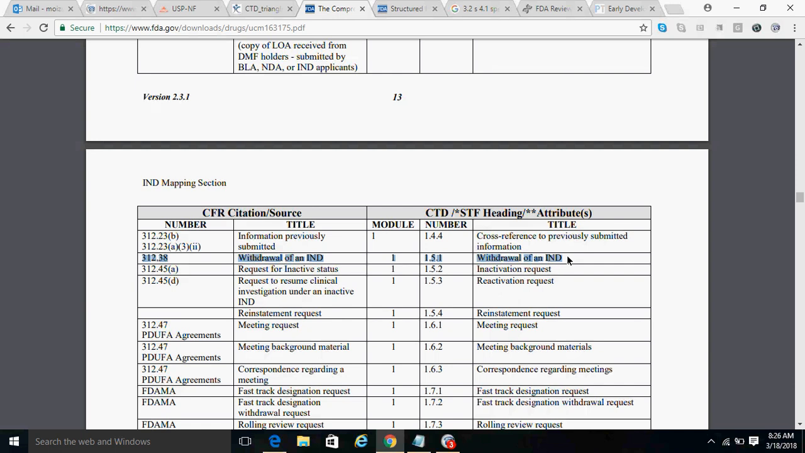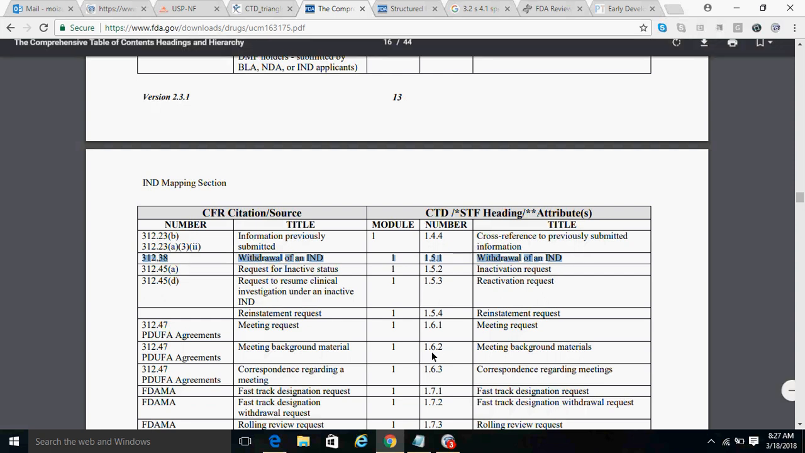312.38 is the CFR. What is CFR? Code of Federal Regulations. CFR, like everything there is a code, like what do you want to do? 312.38 withdrawal of IND under module 1, and the number is 1.5.1, and you have to submit a withdrawal letter with so and so IND number, so and so product number. We are the company, we are saying we are withdrawing.